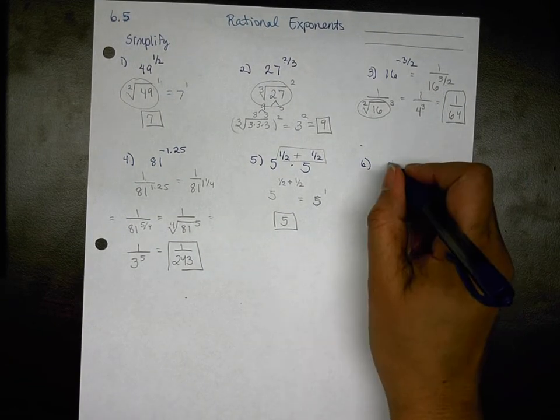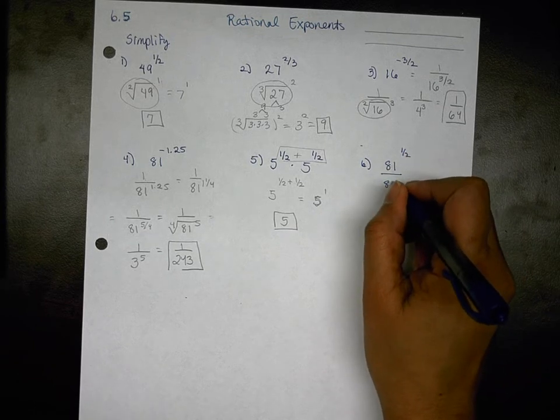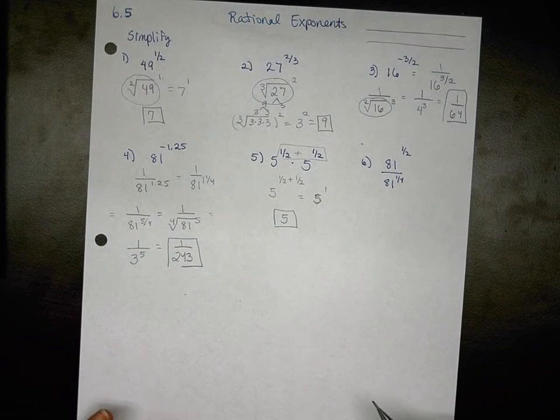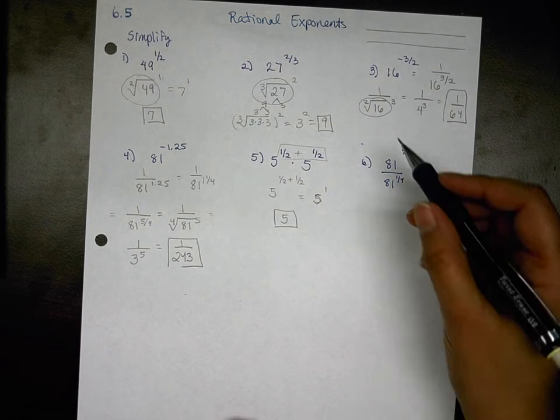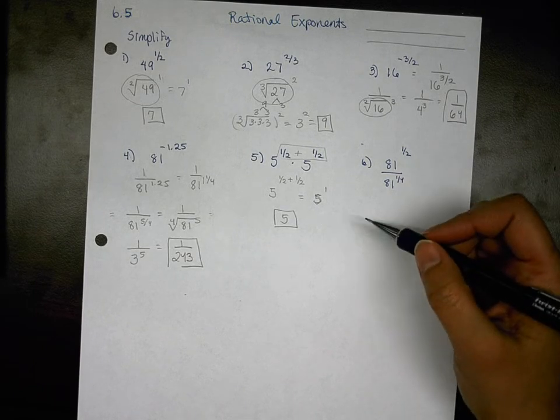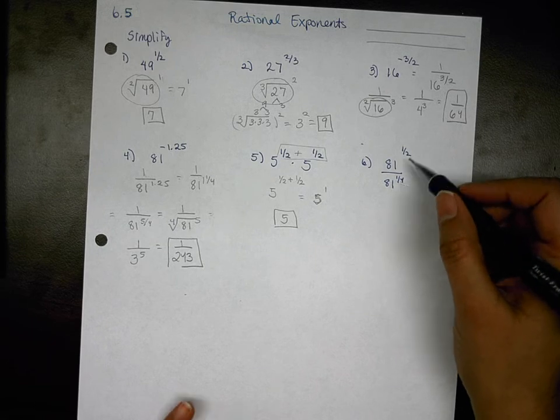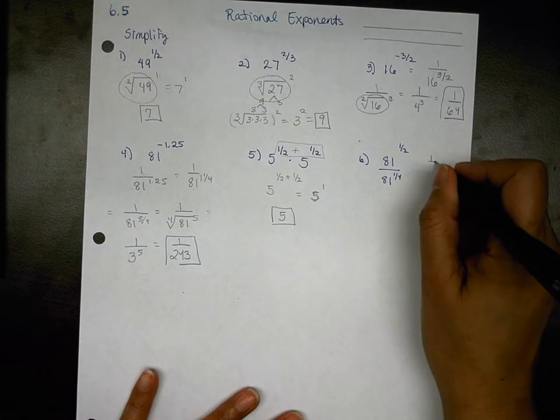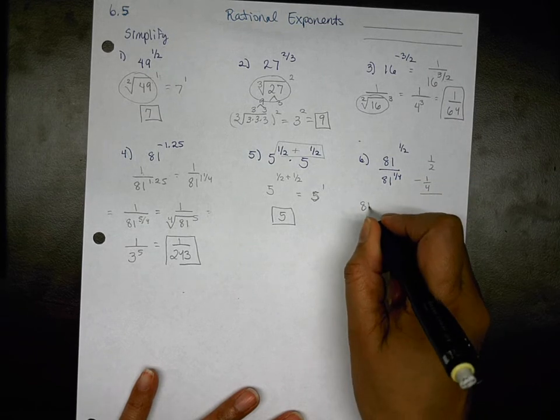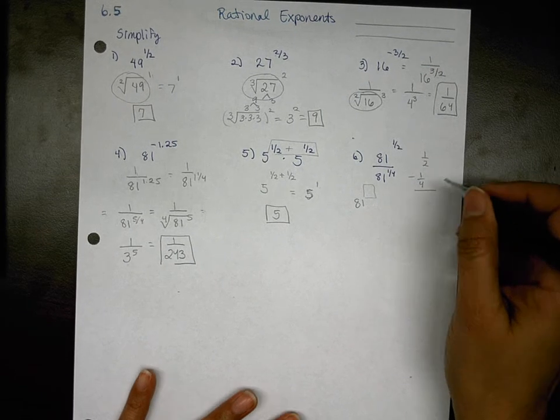Okay, next one. 81 raised to the 1/2 over 81 raised to the 1/4. Remember, when you are dividing fractions that have like bases, you subtract their exponents. I'm going to repeat that. When you're dividing like bases, you subtract the exponents. I'm going to write that over here. 1/2 minus 1/4, and it's going to be 81 raised to whatever fraction or whole number I get over here.